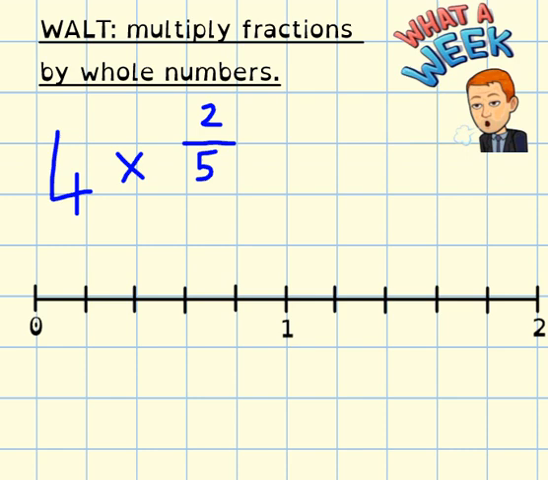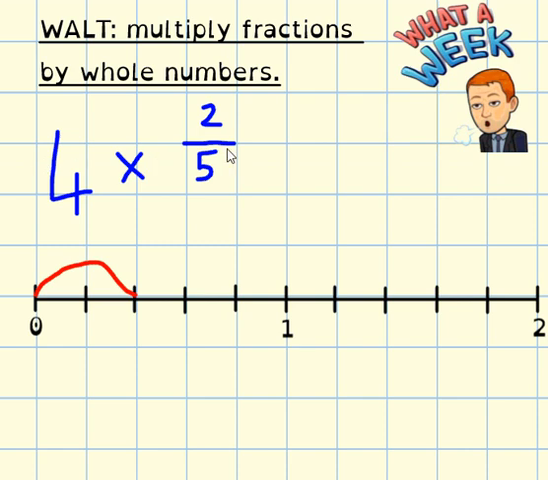So 4 lots of 2/5. My number line here, I've got jumping up in fifths. 1/5, 2/5, 3/5, 4/5, 5/5, which we know is the same as 1 whole. So I'm doing 4 lots of 2/5. So I'm jumping 2/5 every time, right? That's 2/5, yeah? 1/5, 2/5. I'm doing 4 lots of those jumps.